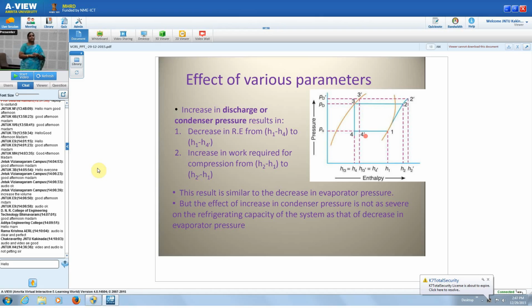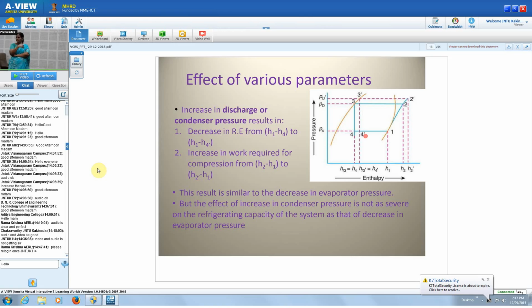Whereas the work input also increases or decreases? So the work input also increases. Because here, instead of H2 minus H1, now the work required for the compressor to operate is H2 dash minus H1. With the net effect, COP also decreases. So when the discharge pressure increases, COP decreases.